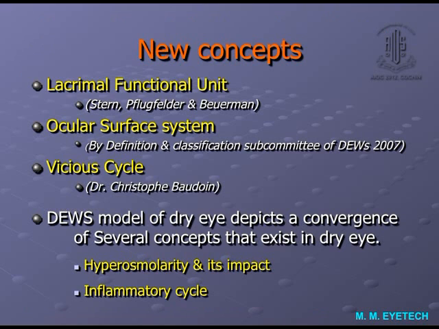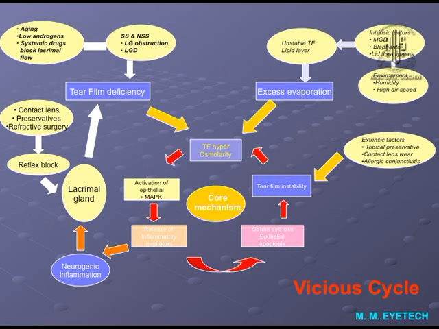There are some new concepts that have come up. One is the lacrimal functional unit. The other is the ocular surface system and the vicious cycle. And the Dew's model also showed us two new concepts. One was hyperosmolarity and the other was ocular inflammation.